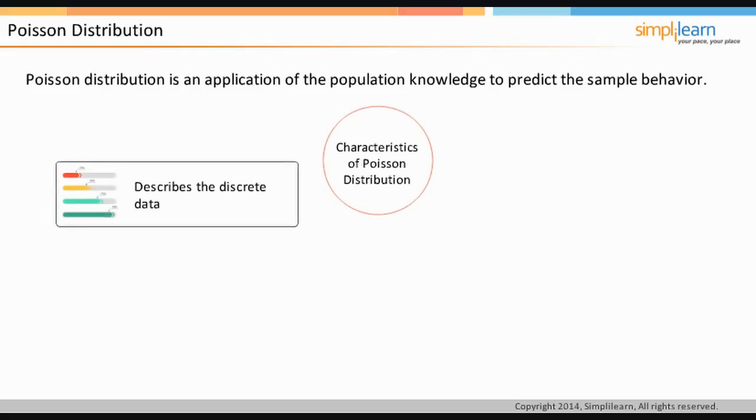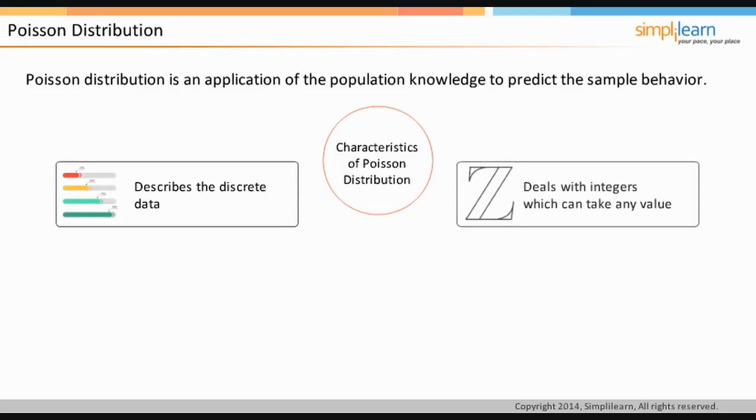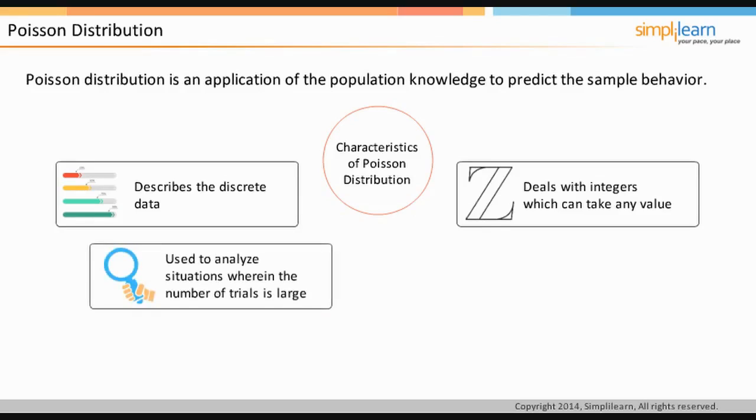Poisson distribution describes the discrete data resulting from a process like the number of calls received by a call center agent or the number of accidents at a signal. Unlike binomial distribution, which deals with binary discrete data, Poisson distribution deals with integers, which can take any value. Poisson distribution is suitable for analyzing situations wherein the number of trials, similar to the sample size in binomial distribution, is large and tends towards infinity.